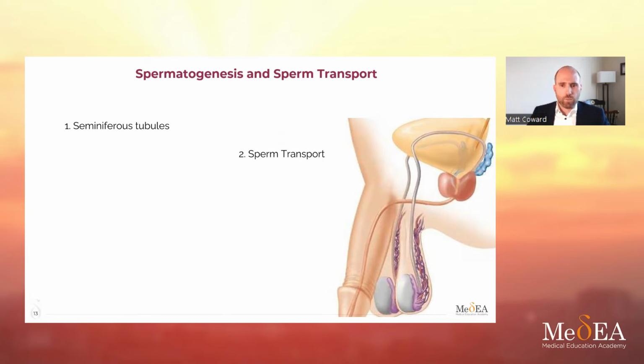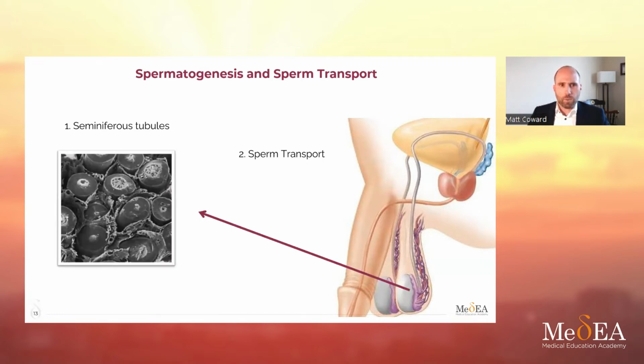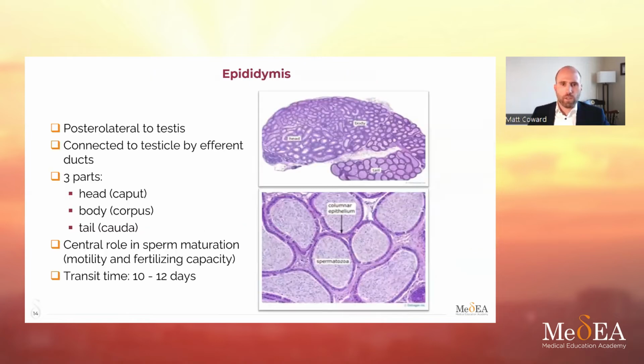Again, we see here spermatogenesis and sperm transport as the two areas of focus for this talk. Number one is spermatogenesis, which occurs in the seminiferous tubules within the testicle. And then there's everything else, which is the sperm transport. So as the sperm head up the vas deferens, from the scrotal vas deferens to the inguinal vas deferens, around and behind the bladder, connecting with the seminal vesicle to the ejaculatory duct, and then out the urethra. So I'm going to go into more detail on this sperm transport.